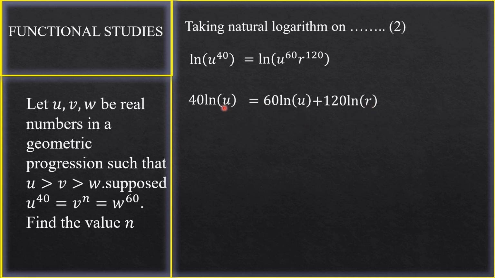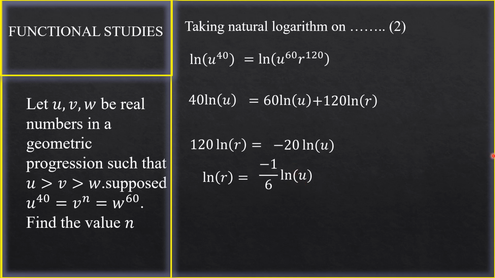We notice that 40 natural log of U and 60 natural log of U are common terms, so we can bring them together. So that will give me 120 natural log of R to be equal to 40 minus 60, that will be negative 20 natural log of U. So here we can divide both sides by 120. That will give me negative 1, where 20 divided by 120 is 1 on 6. So it will be negative 1 on 6 natural log of U. So this is my equation 4.